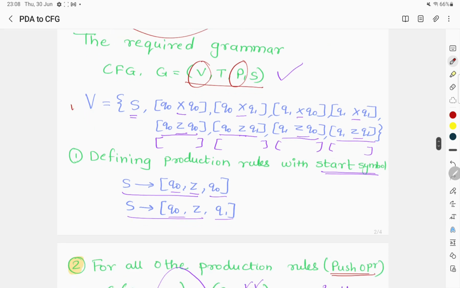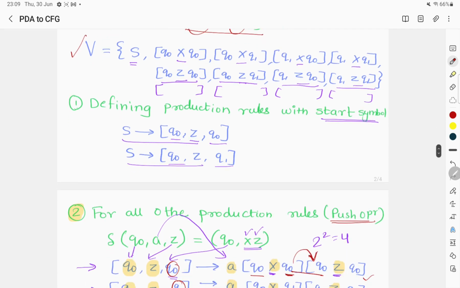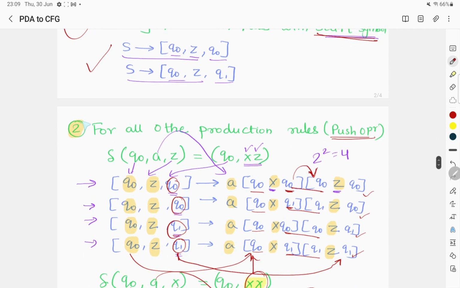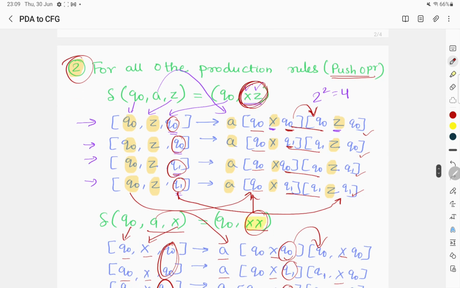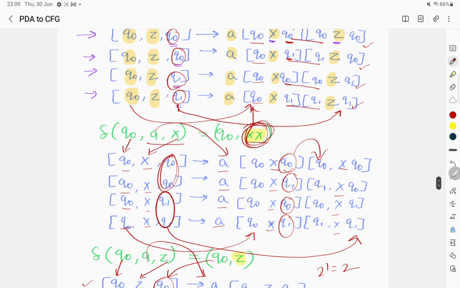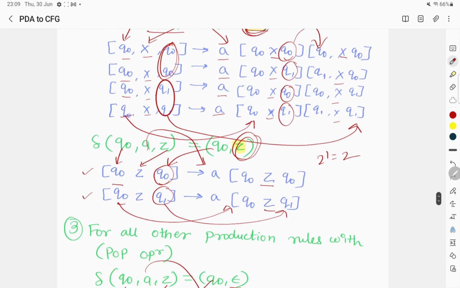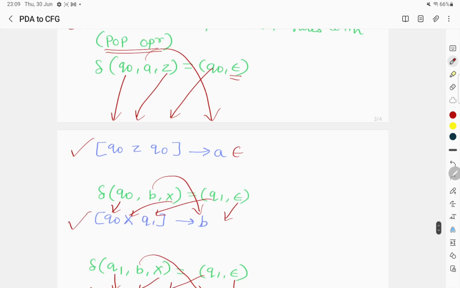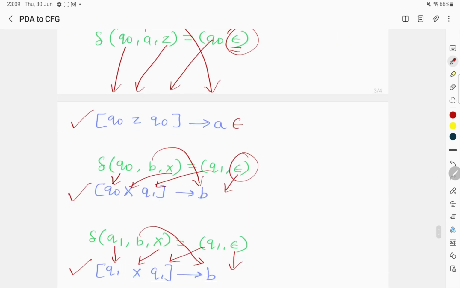So V I am finding with this particular symbol. And for finding P or the production, there are four different types I'm using. The first type is writing only start symbols, which I have done here. Second is for the production which is having push operation. So all those having push operation have some tape symbols in the right hand side. Those are done. Then third is the production which is having pop operation, that is epsilon on the right hand side.